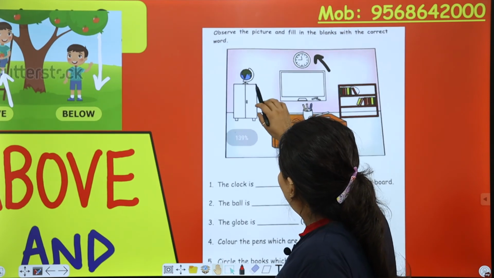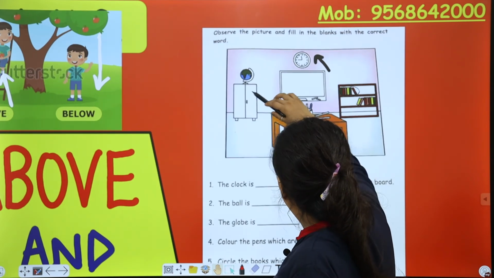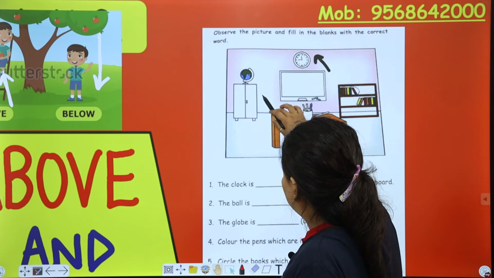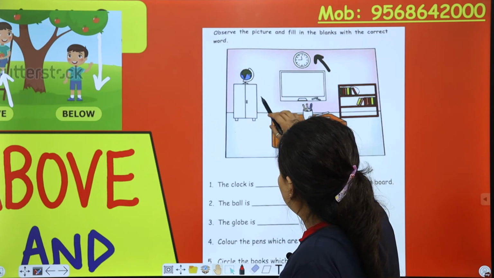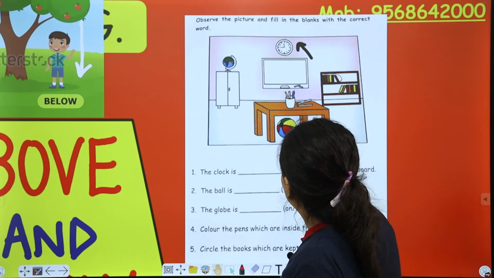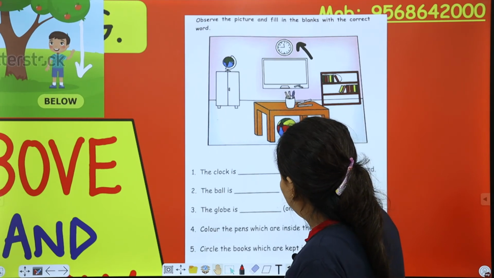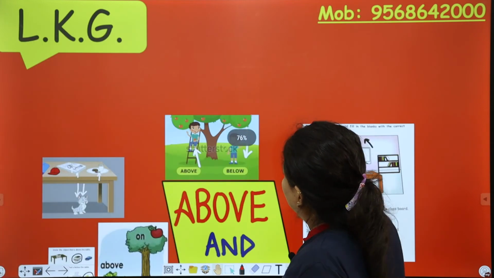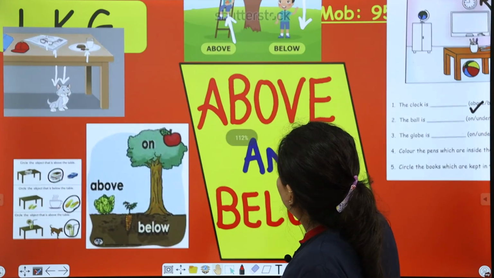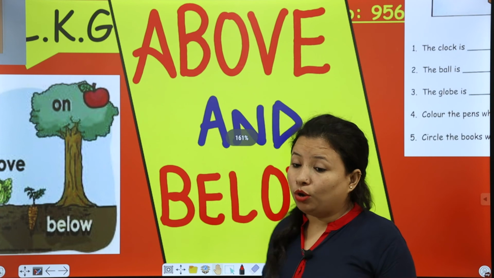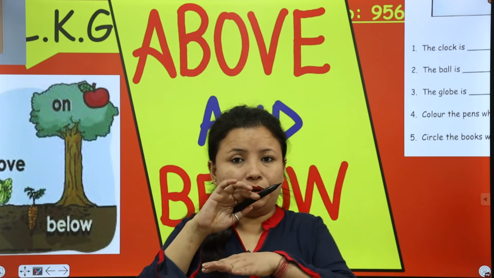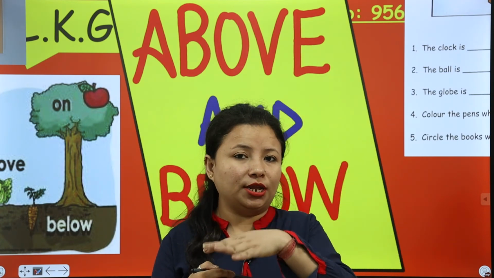Now next, where is the globe? The globe is above the almirah, above the cupboard. The globe is above the cupboard, and the ball is below the table. Now this is the concept of above and below. Above means upar, below means neeche.